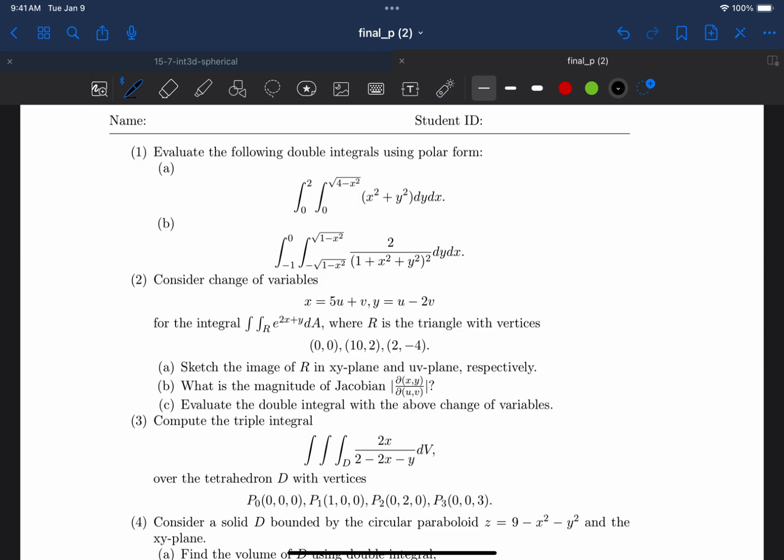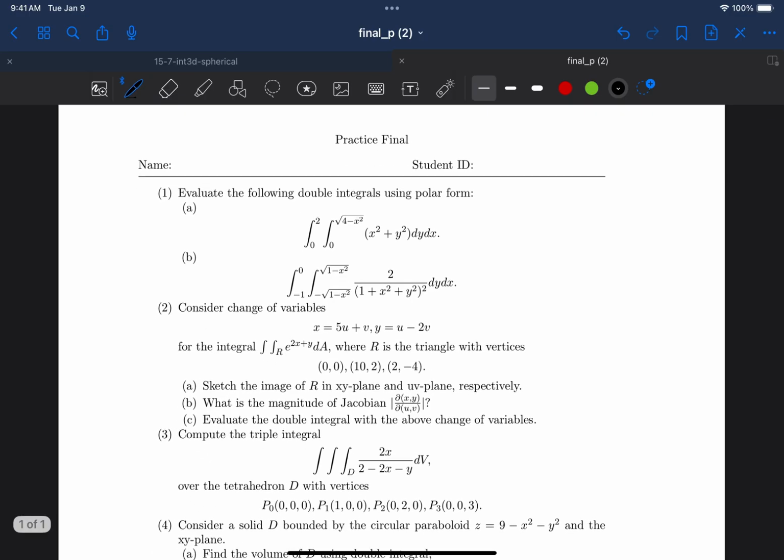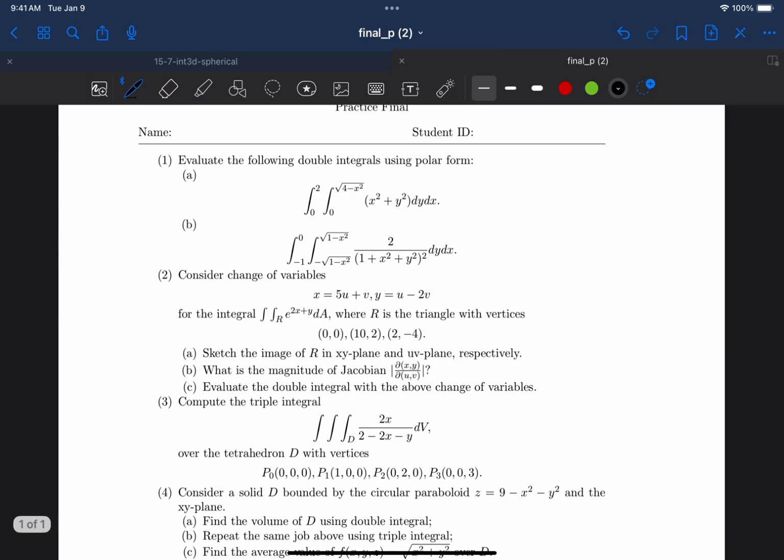In this video, we're going to briefly review the practice final problems. There's 6 problems altogether, and we're going to quickly go through those ideas for each problem. Maybe first one I'm going to do is number 2.